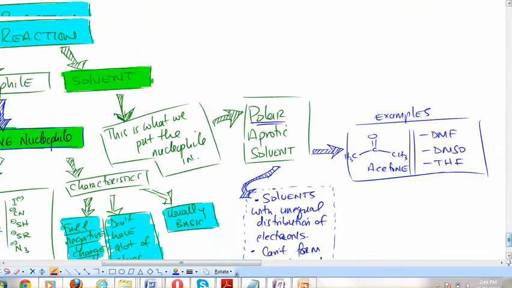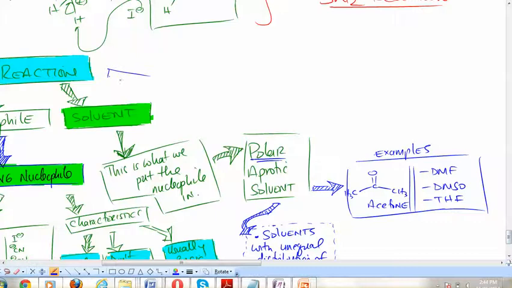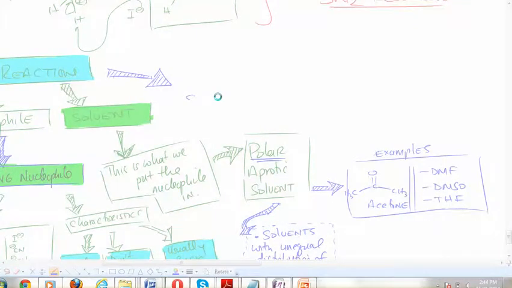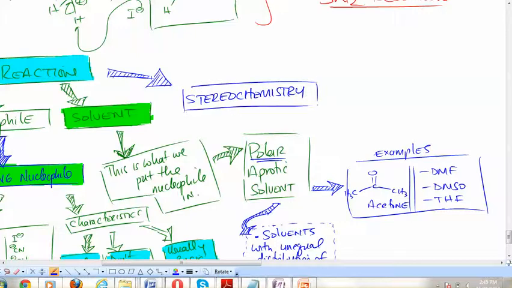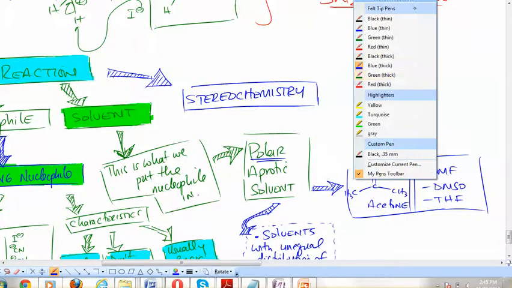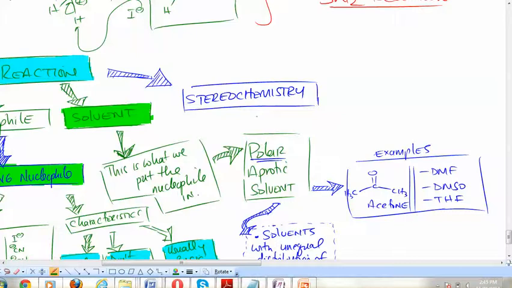And the last thing we're going to consider here is the stereochemistry. What kind of intermediate does the SN2 go through? It doesn't go through an intermediate.